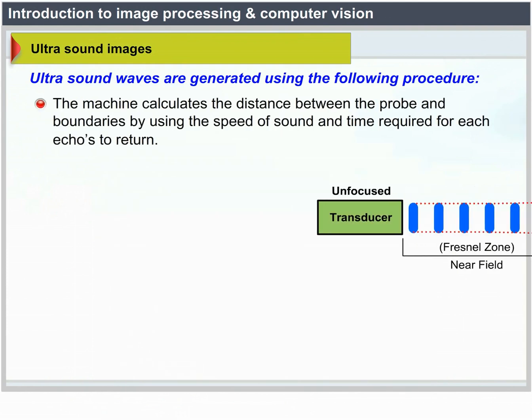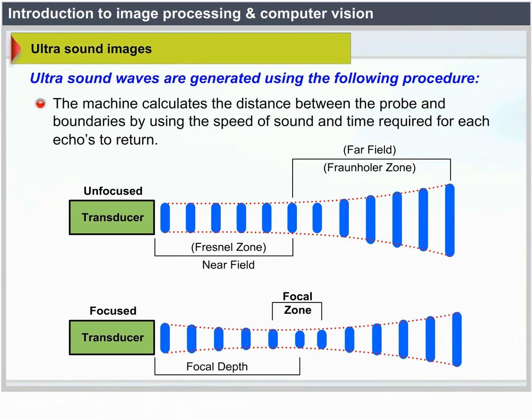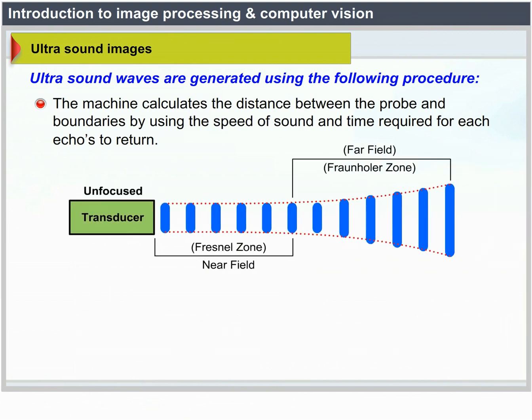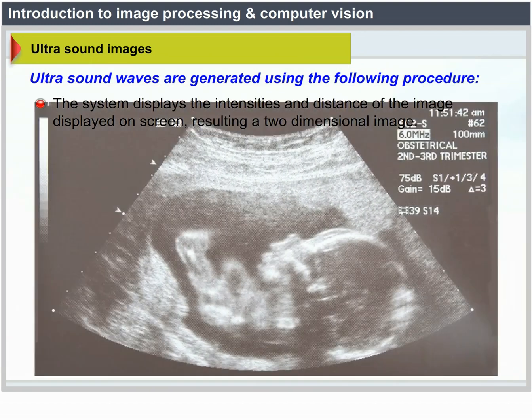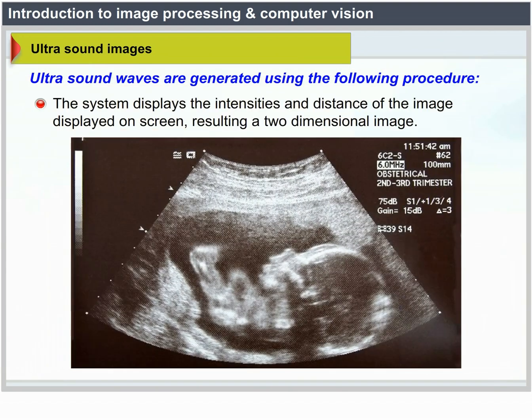The machine calculates the distance between the probe and boundaries by using the speed of sound and the time required for each echo to return. The system displays the intensities and distances of the echoes on a screen, forming a two-dimensional image.